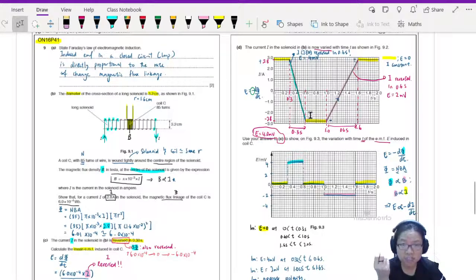The faster the change, the larger the EMF induced, because it's directly proportional to rate of change. When you change something slowly, the opposition, the induced EMF, will be less. Isn't that normal? If we change things slowly, we can get used to it. Rule of nature, guys. Okay, so that's it for this example.